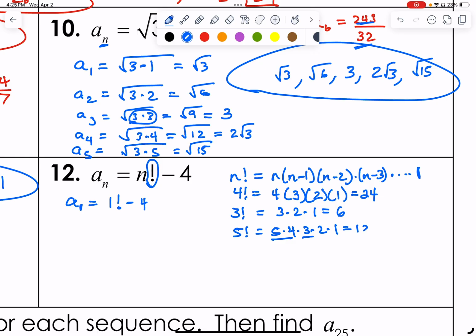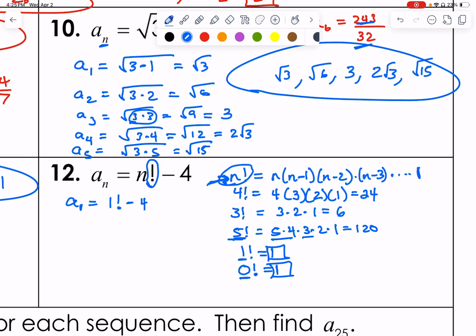Okay, so 1 factorial would just be 1, and just by definition, 0 factorial is also 1. Because a factorial is how many different ways you can arrange something. So when I say n factorial, this is all the different ways you can create arrangements. So how many ways can you arrange one thing? You can only arrange it one way. How many ways can you arrange 0 things? You can only arrange it one way.